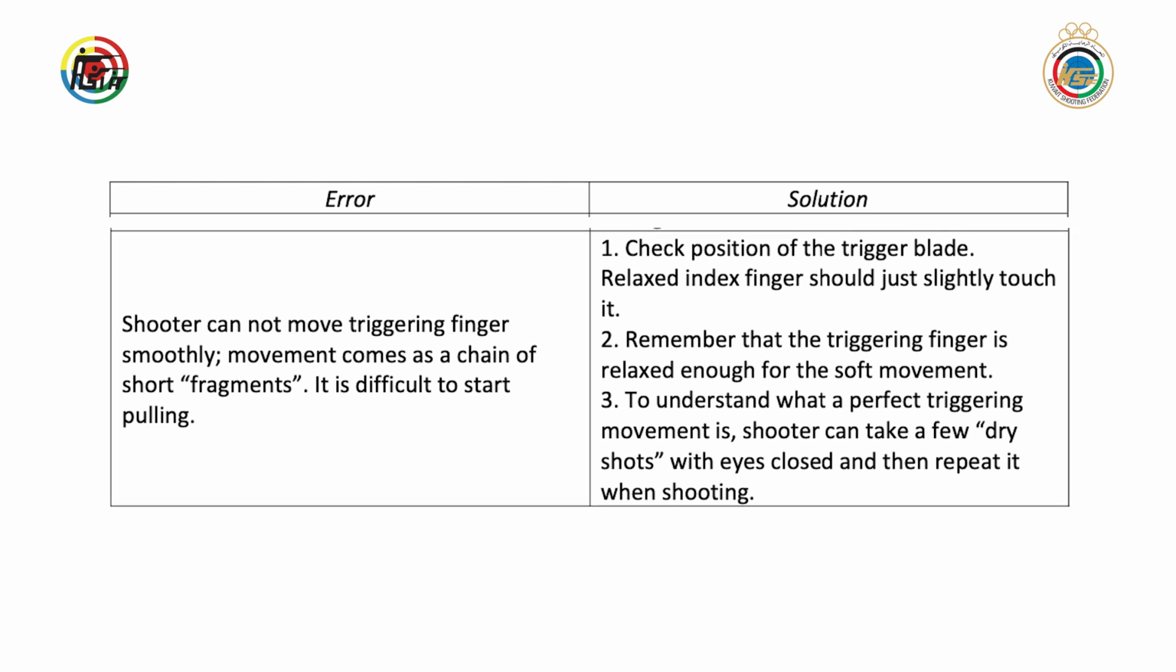Error: the shooter cannot move the triggering finger smoothly. Movement comes as a chain of short fragments. It is difficult for him to start pulling. Solution: first, check the position of the trigger blade. The relaxed index finger should be just slightly touching it. Second, make sure that the triggering finger is relaxed enough for the soft movement. Third, to understand what a perfect triggering movement is, the shooter can take a few dry shots with the eyes closed and then try to repeat the same feeling when shooting.